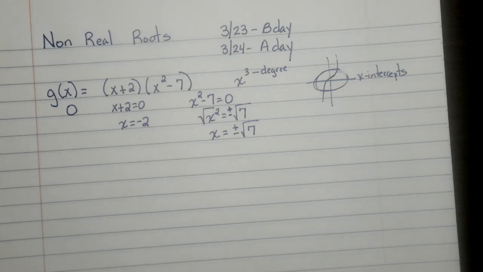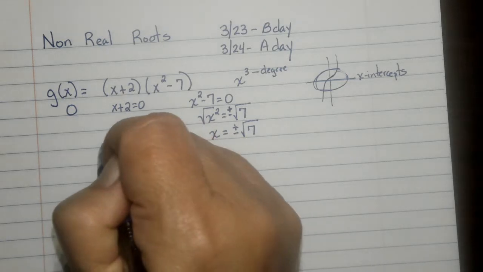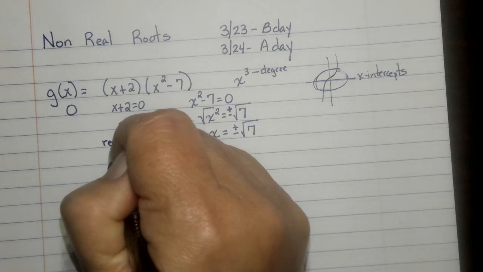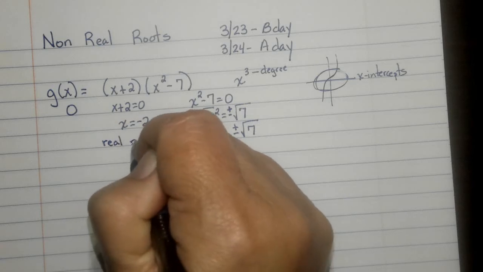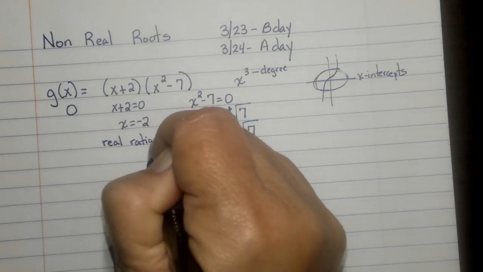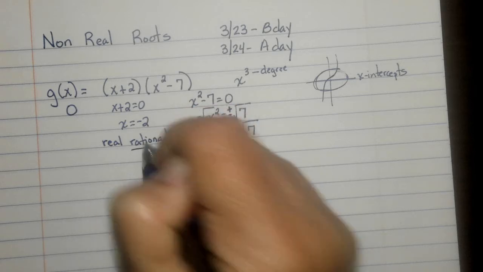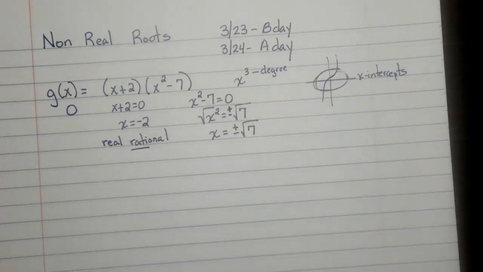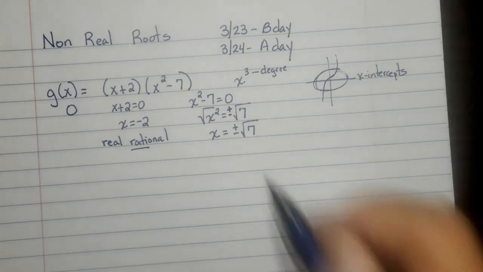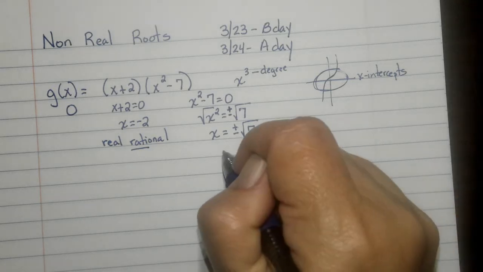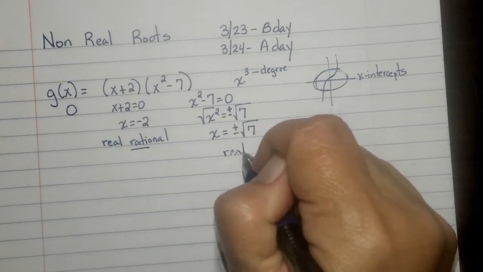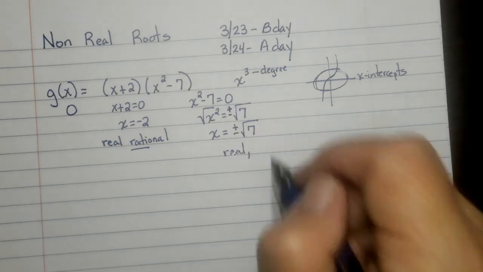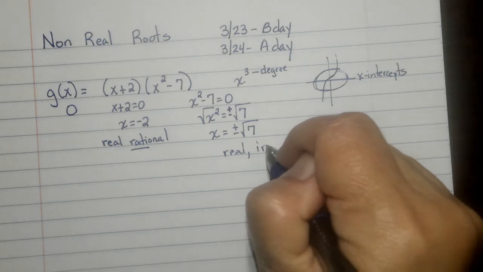So I have 3 roots, but my roots are different types of numbers. X equals negative 2 is a real, rational root. Rational means it can be written as a ratio, as a fraction. But the square root of 7, or negative square root of 7, is a real number, but it is irrational.